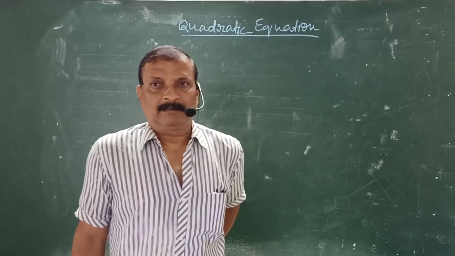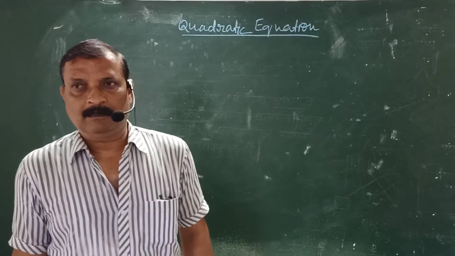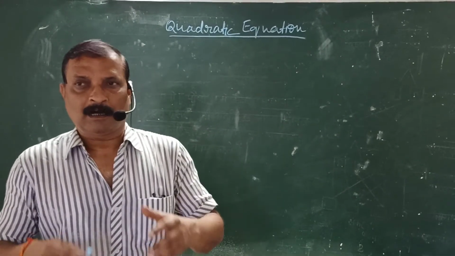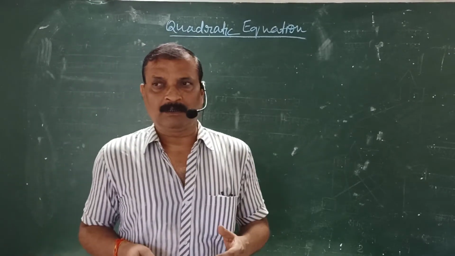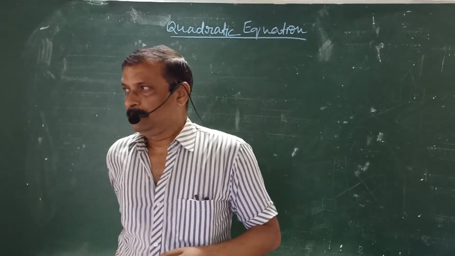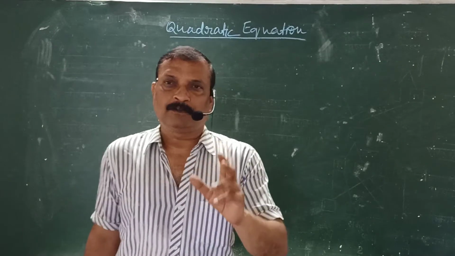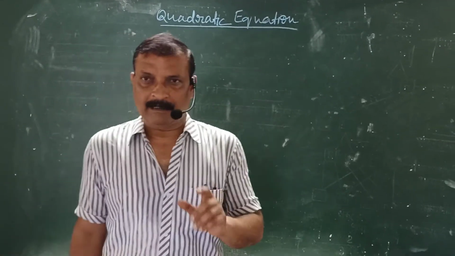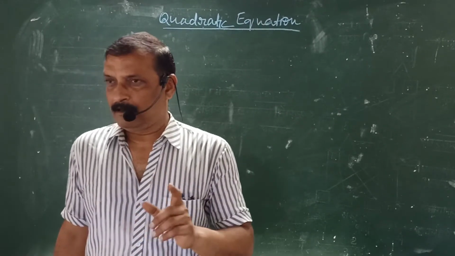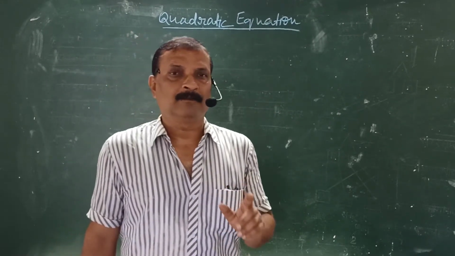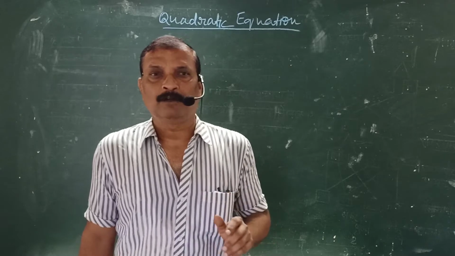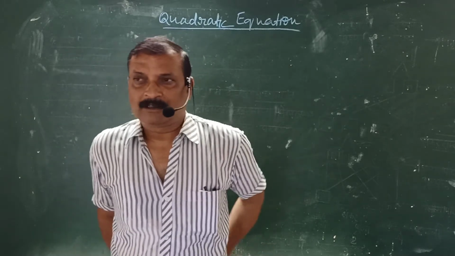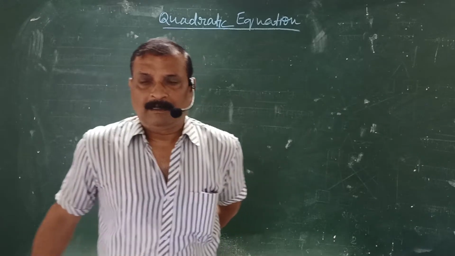In the previous lecture we have discussed the quadratic equation, the definition of quadratic equation, and how we can solve it. You know the three types of solving the quadratic equation. First, factorization method, second, perfect square method, and the third one is the quadratic formula, or Sridharacharya formula. We have already discussed this in the previous lecture.